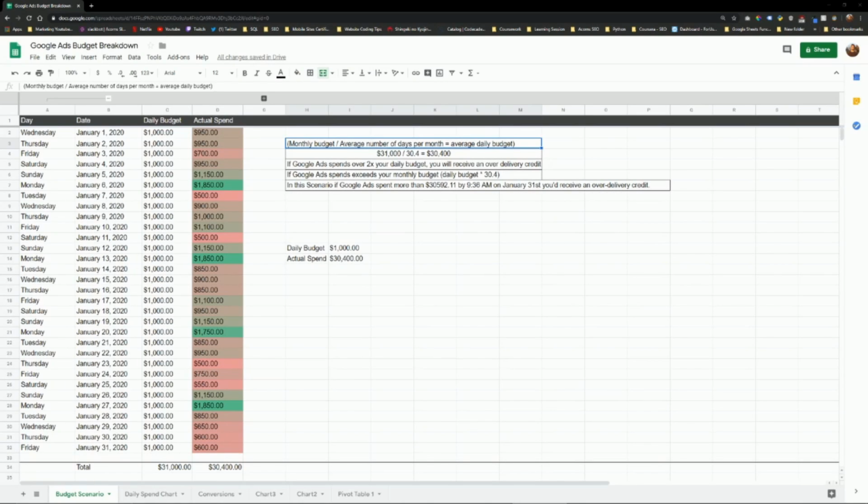So over here we have the average daily budget formula. This is really useful to know if you were given a monthly budget and you're not quite sure how to convert that into a daily budget for Google Ads. What you would do is take your monthly budget, divide that by 30.4, and that's going to give you your daily budget.